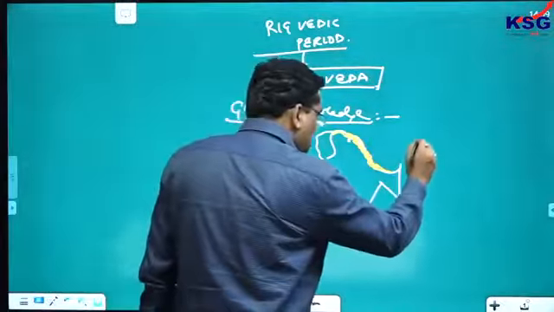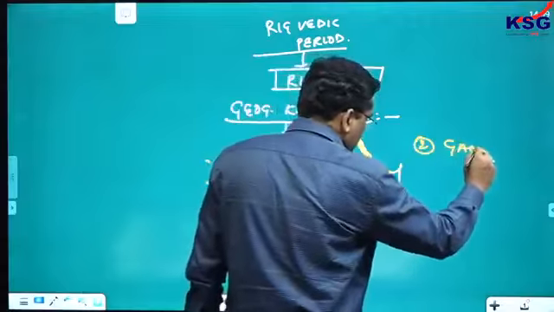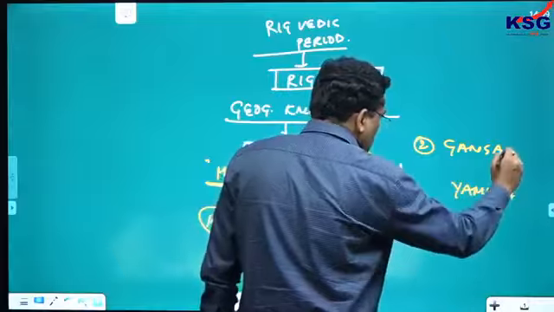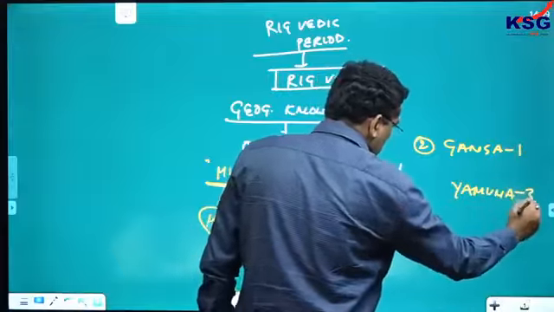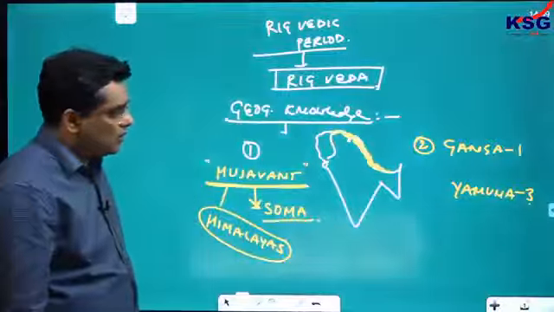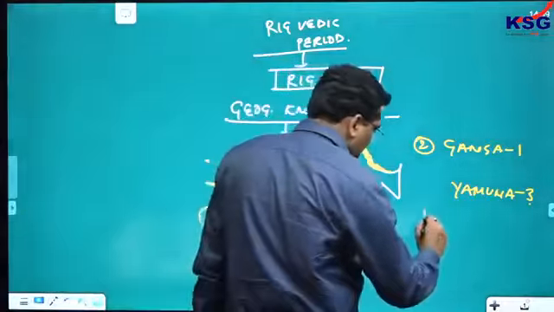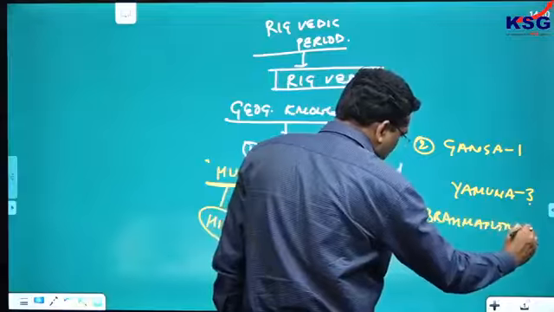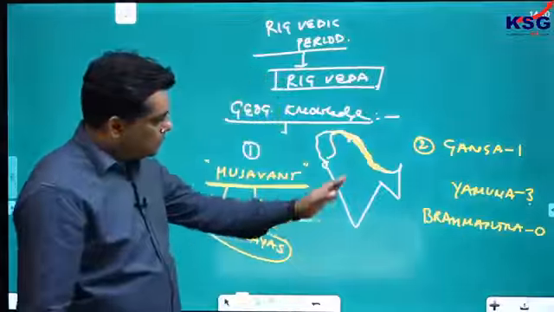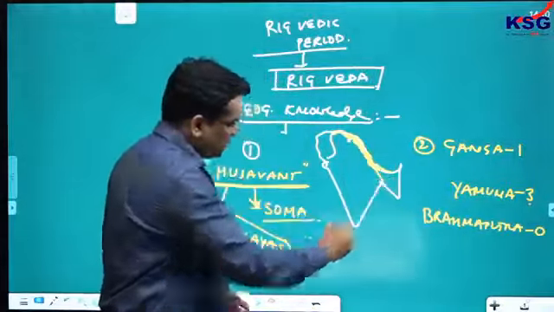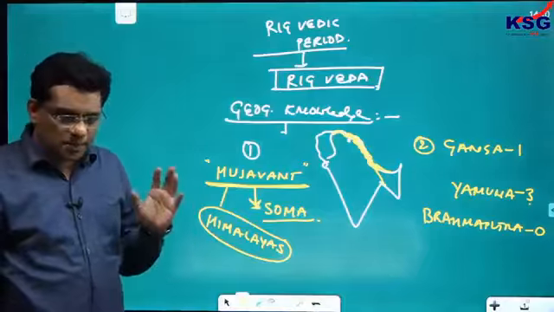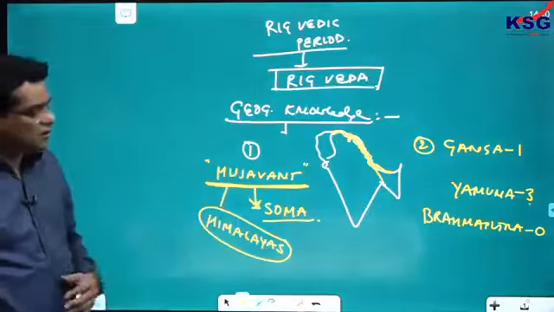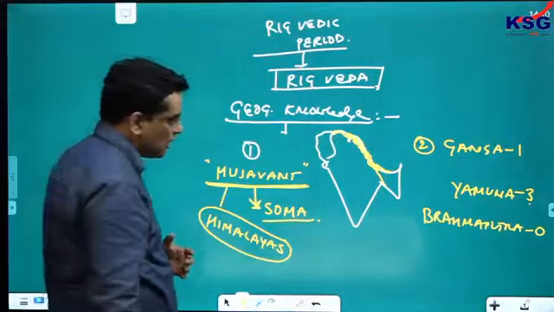They knew about the Ganga and Yamuna as well, because Ganga is mentioned once and Yamuna thrice in the Rig Veda. But there is no mention of the Brahmaputra. Brahmaputra was not known to them, so they did not know anything beyond the Ganga. The Rig Vedic Aryans, the early Aryans, did not know anything beyond the Ganga.